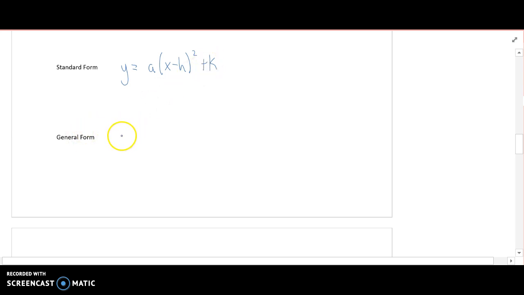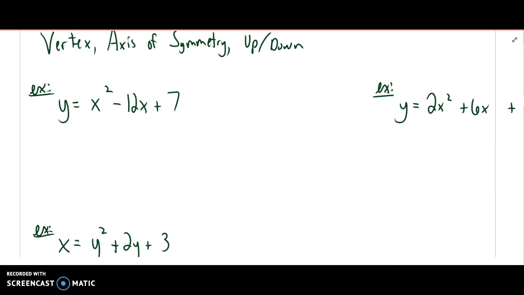The other form we have is what's called general form. That's y equals ax squared plus bx plus c. Now in this form, it doesn't give us as much that we can take directly out of it, so we're going to use the process of completing the square to get it back into standard form, because that is going to be the more useful form for us. So here's our first example of a parabola, and right now it's not in the form that we prefer, so we're going to do a little bit of algebra with it to get it into a better form. Once we have it in standard form, we are then going to find the vertex, the axis of symmetry, and tell whether the graph is opening up or down.